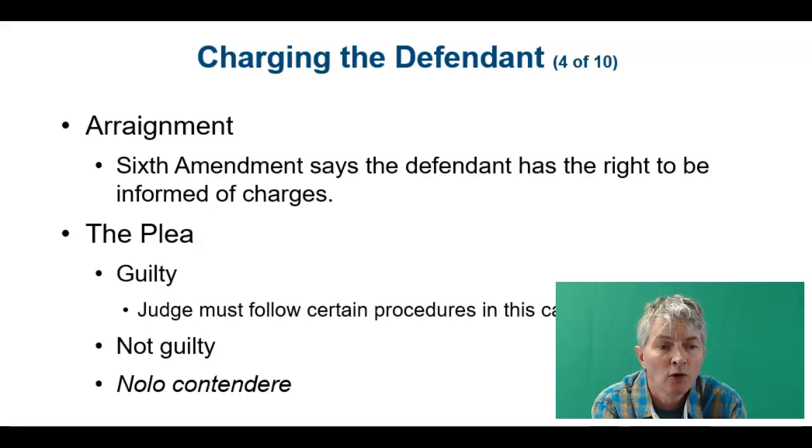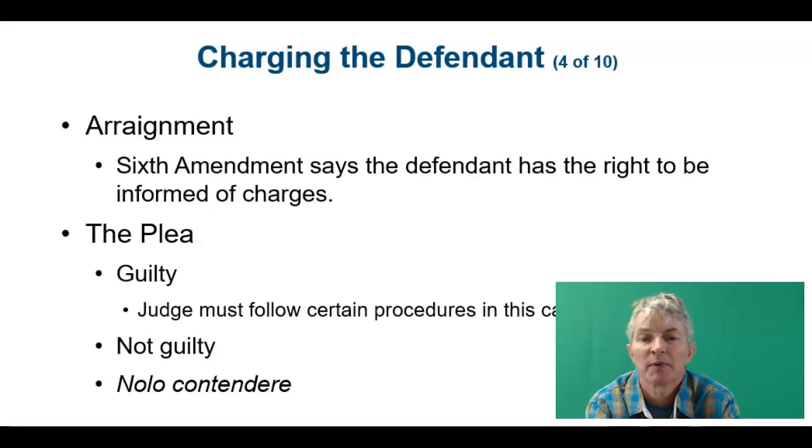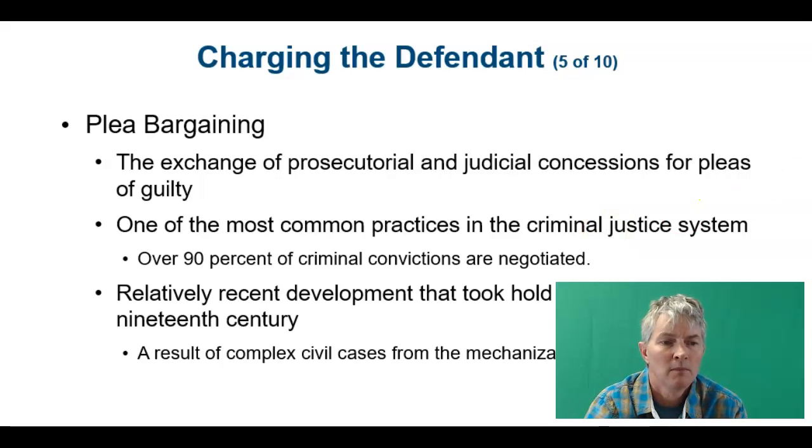And nolo contendere, which literally means no contest. The defendant does not accept nor deny the charges, but agrees to be punished. It may not be held against the defendant as proof in a subsequent legal matter, such as a civil lawsuit, because technically there has been no admission of guilt.